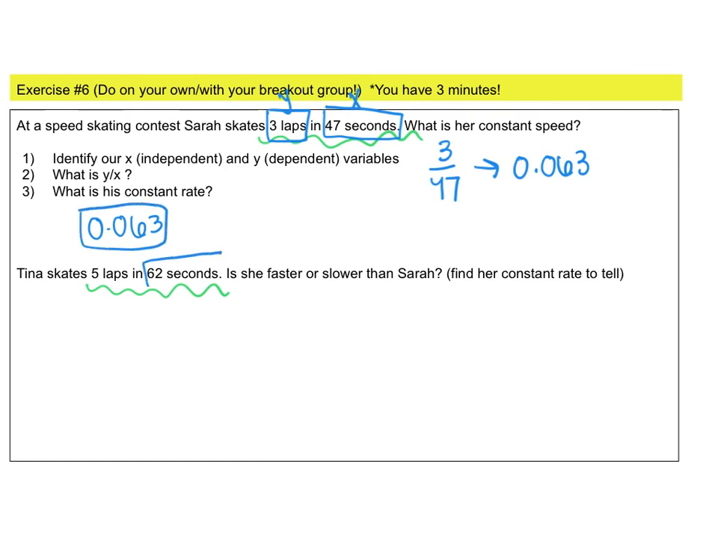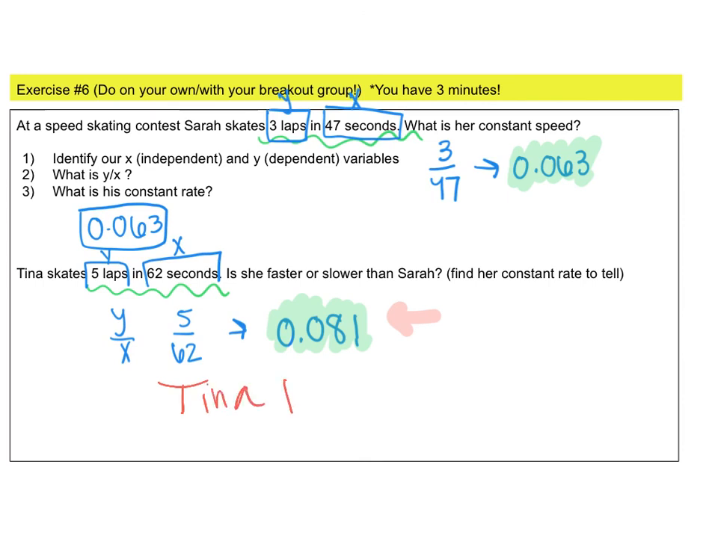Okay? On the bottom, I'm doing the same thing, identifying my x and my y. Remember, x is always time, so y divided by x, 5 divided by 62. And if I do this in my calculator, I get an answer of 0.08. It kind of rounds to 0.081. Which one of these rates is bigger? 0.081 or 0.063? What's the bigger number, 8 or 6? Definitely 8, right? So this person, what's this person's name? Tina? Tina has the faster rate. All right, and we are done with this.